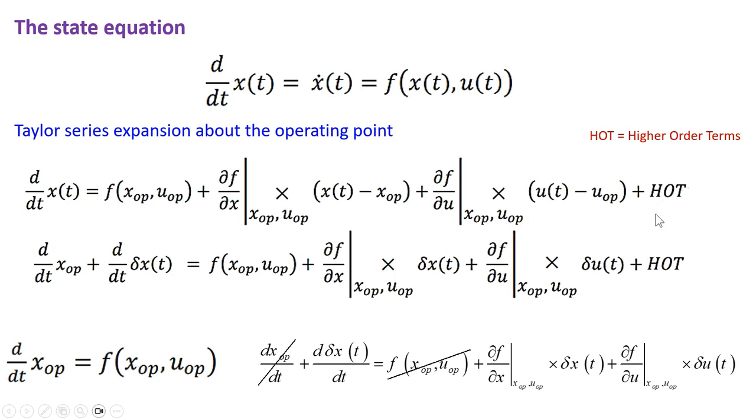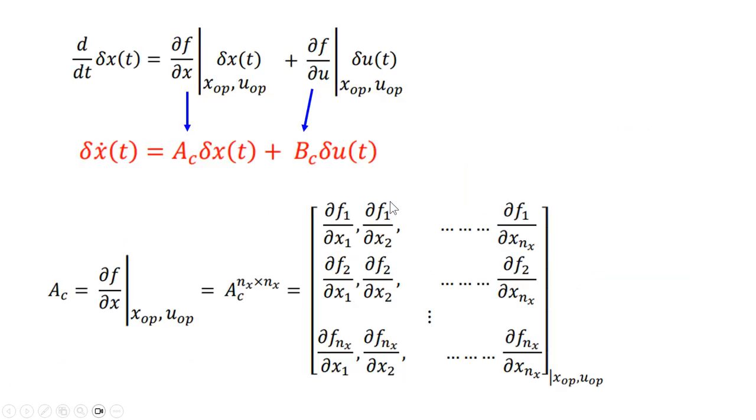Now let us substitute this xt. The functional value at the operating point is the same as the derivative at the operating point, so they cancel out each other. Also, one thing I would like to mention is that the partial derivatives of f with respect to x and also with respect to u have to be calculated at the operating point. This vertical line means this partial derivative is evaluated at these points. Then finally, we get the following expression. This term is the system matrix AC, and this term is the system matrix BC. This is the linearized version of the nonlinear model.